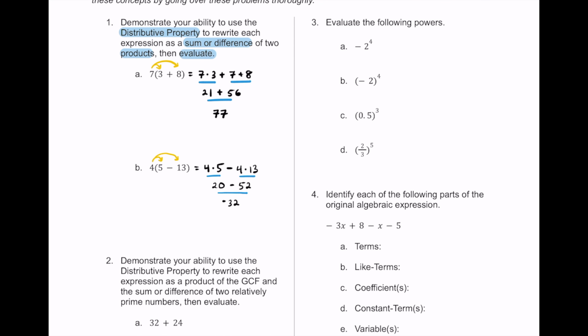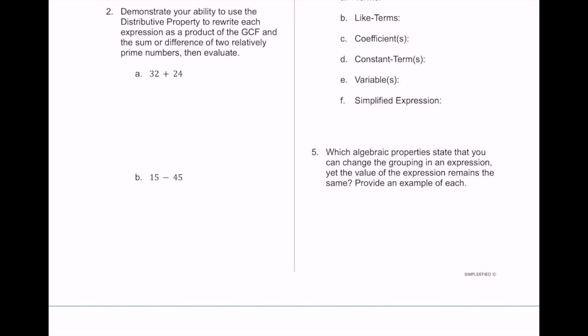For number 2 here, we're going to show our ability to use the distributive property again, but some slightly different problems here. We're going to rewrite each of these expressions as a product, which means we're multiplying something. What are we multiplying? It's got to be a GCF and the sum or difference of two relatively prime numbers. Okay, I'll go over that in just a moment. And then we're also going to evaluate or solve it.